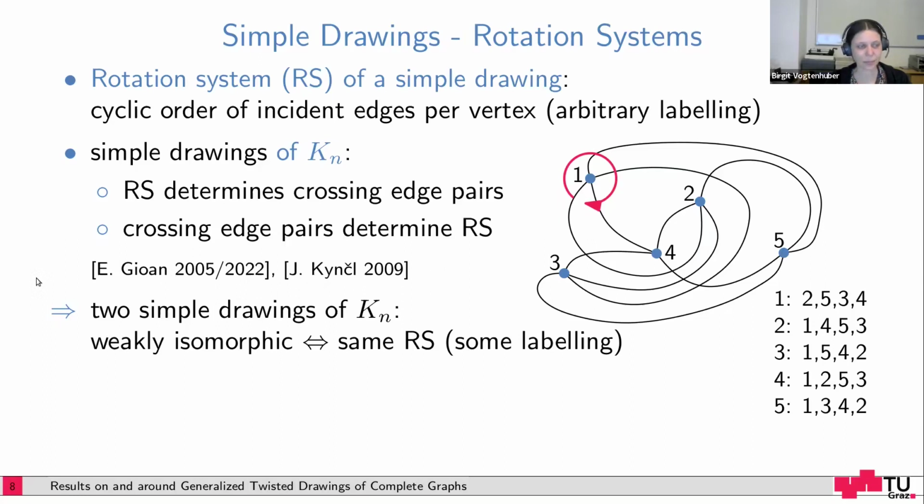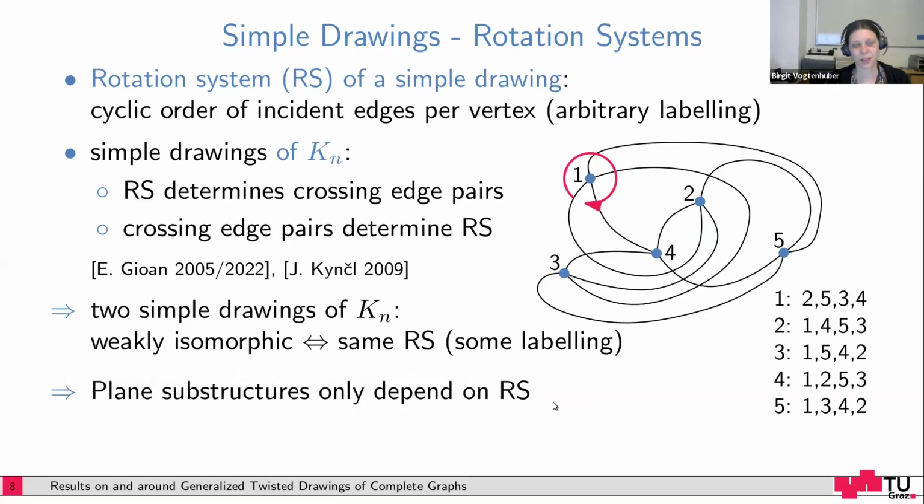So that implies that whenever we have two simple drawings that are weakly isomorphic, recall those were the ones with the same crossing edge pairs, then they also have the same rotation system for some labeling. And it also means that plane substructures only depend on the rotation system, so we can compute from the rotation system very easily which edge pairs cross.